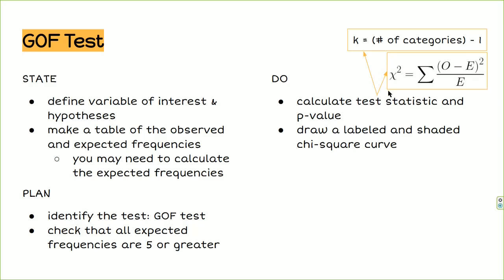The test statistic formula is a sum of the difference between the observed and expected squared divided by the expected. This is gross. I do not expect that any of you are going to do this manually. All you need to remember is what the degrees of freedom formula is and input that into your calculator if asked. Your calculator will spit out the test statistic when it spits out the p-value.